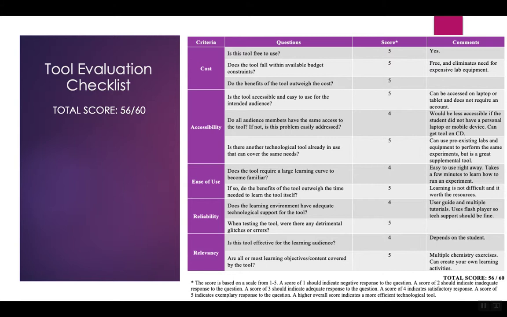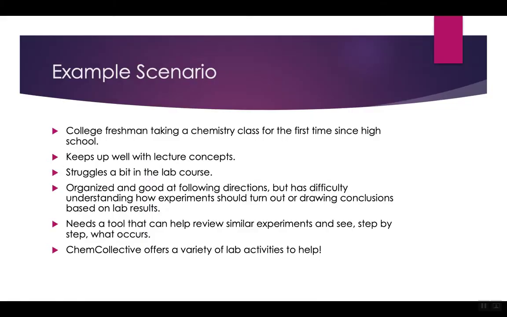When evaluating Chem Collective, I used this tool evaluation checklist, including criteria of cost, accessibility, ease of use, reliability, and relevancy. As you can see, Chem Collective scored a total score of 56 out of 60.